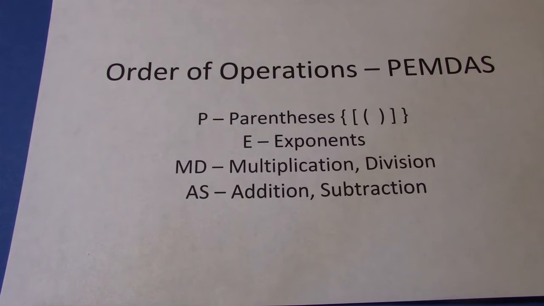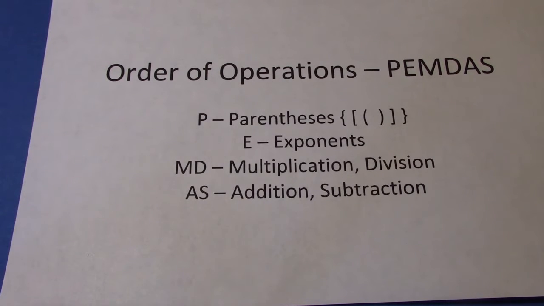So that means that if we have an expression that we want to work on, we're going to start inside the parentheses first. If there's two sets of parentheses, one inside the other, then we just work from the inside out. Then we do any kind of exponents. And then we do multiplication and division. In this way we work from left to right within multiplication and division. Same with addition and subtraction, work left to right.